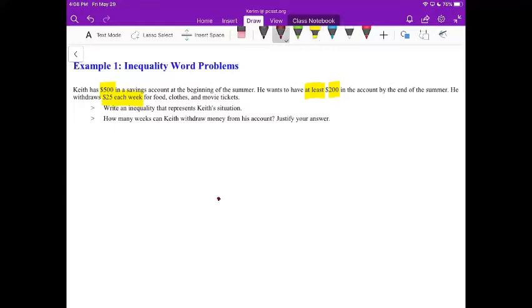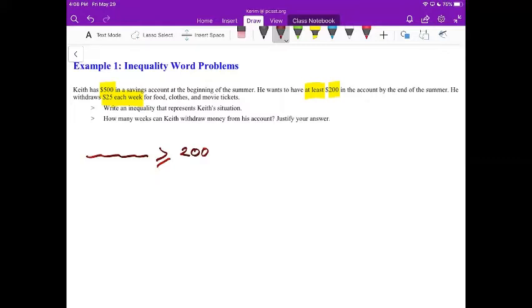The first bullet says, write an inequality that represents the situation. So let's look at this one. First of all, we have at least. At least means something or above. So it's greater than or equal to. Whatever I'm going to do is at least 200. So that means 200 or more. But a minimum of $200 I have to have in my hand at the end of the summer. So that's my goal.